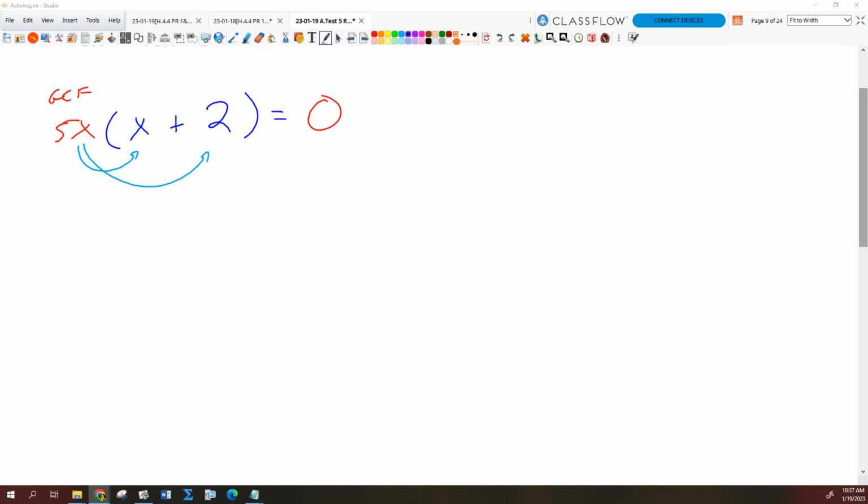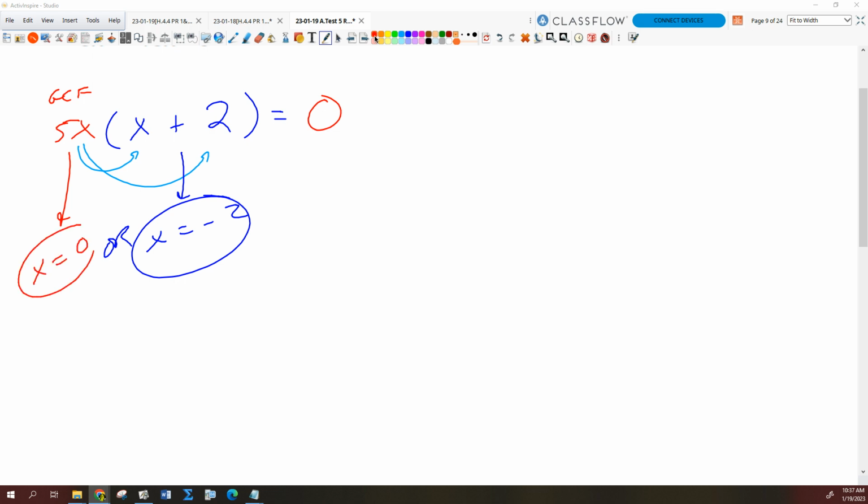Okay, so let's see here. Treasure, what are going to be my solutions then? By the zero product property, what's the value of x that would make the blue factor 0? -2. Good. So there's one solution. What's the value of x that's going to make 5x equal 0, Andre? 0. There it is. My two solutions, 0 or -2. Okay. All right.